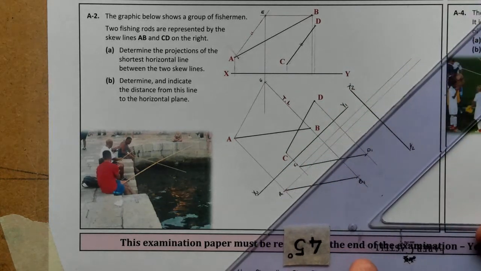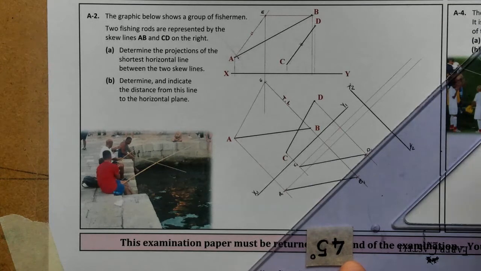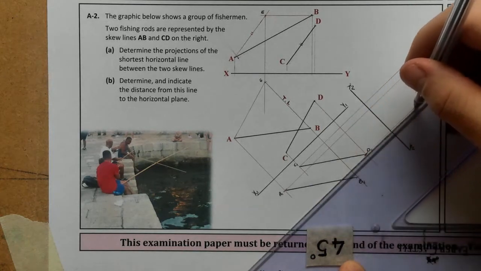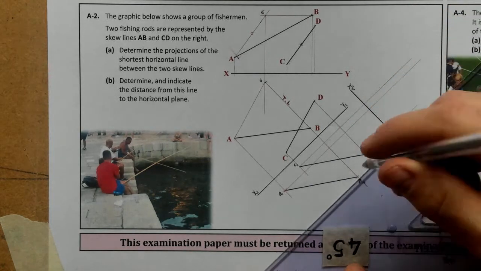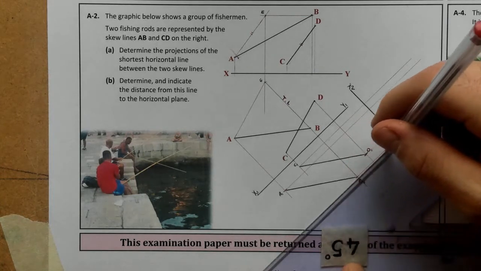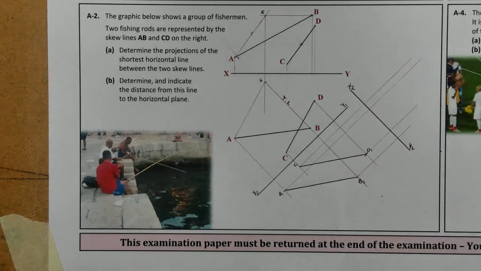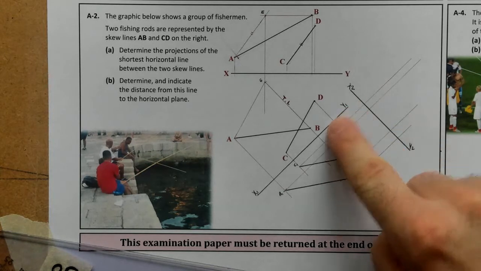As will A, as will D, and B. Okay, and what you do to work out the heights for these is, or sorry, the distances I should say, you take your distances from the previous XY line back.